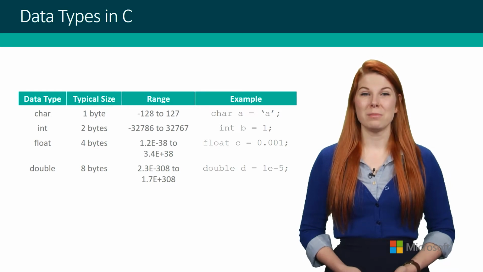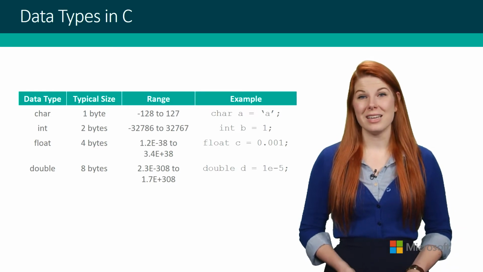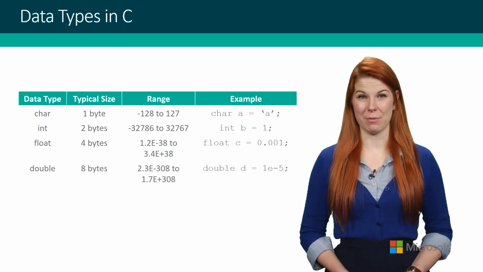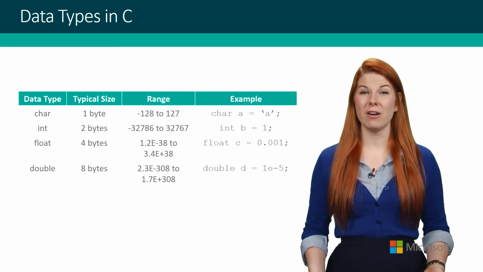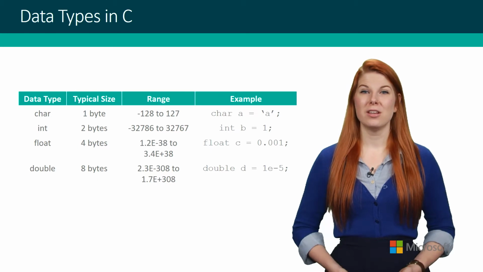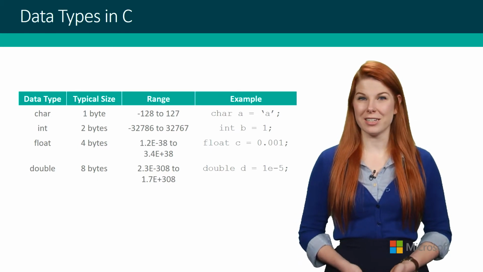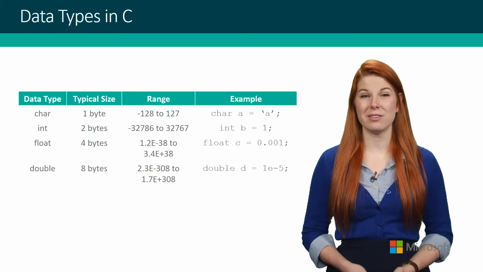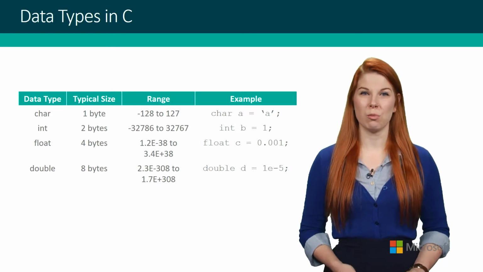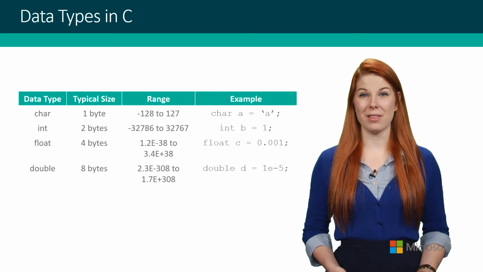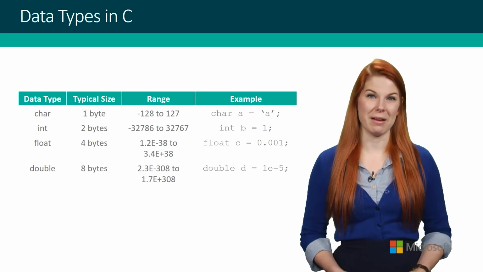And then finally comes the double. In C, double is 8 bytes of memory, meaning it's twice as big as a float, but it gives you a much larger range to work with. So when you're picking your data types, especially on embedded devices because the memory is so limited, try to be judicious with which one you pick and try to pick one that is going to waste the least amount of space.